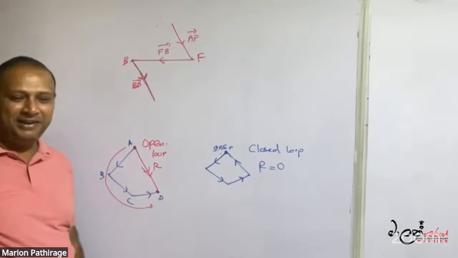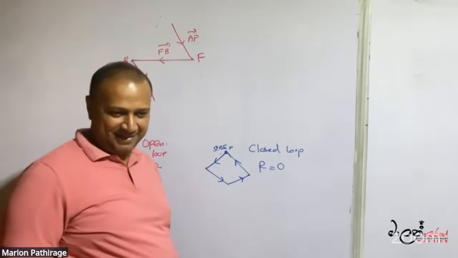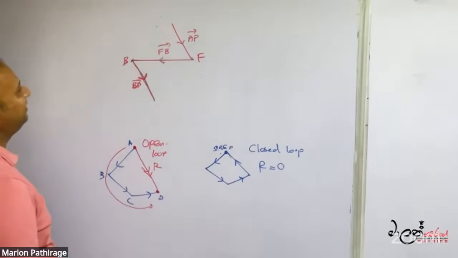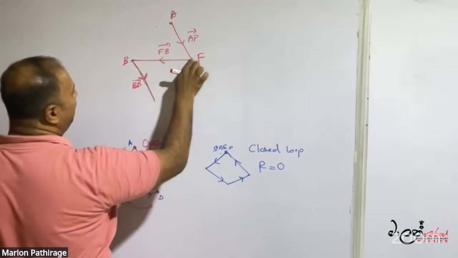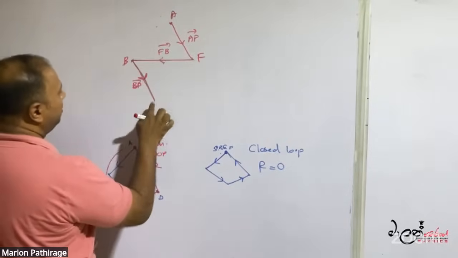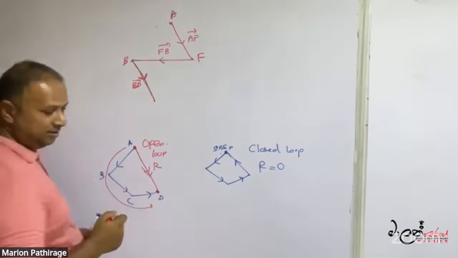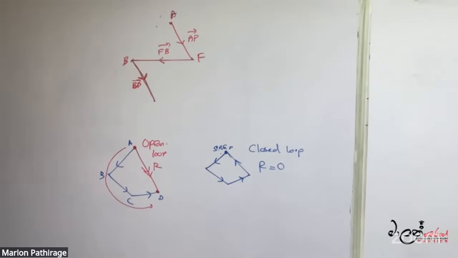Now you have to take the resultant. Here, A to F, F to B, B to D. Yes, BD.